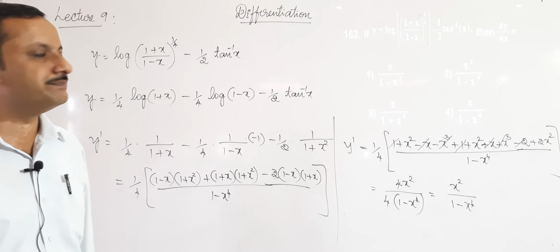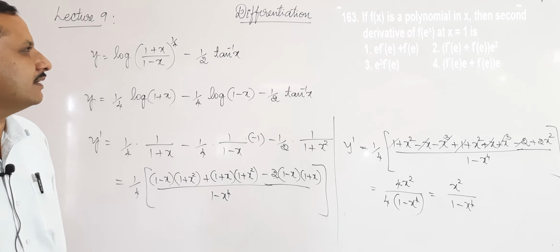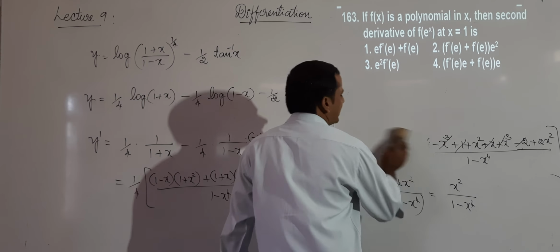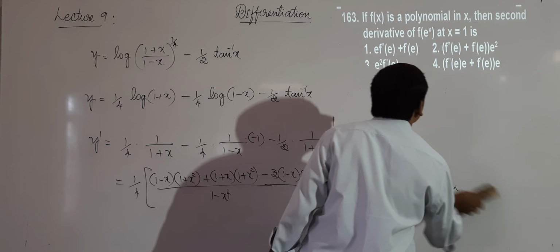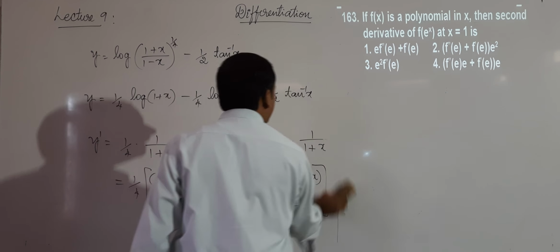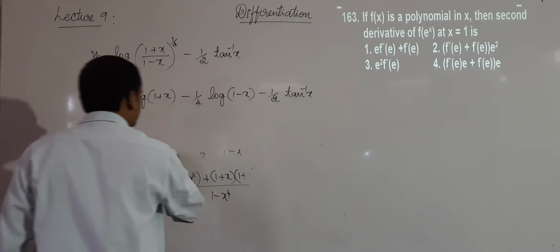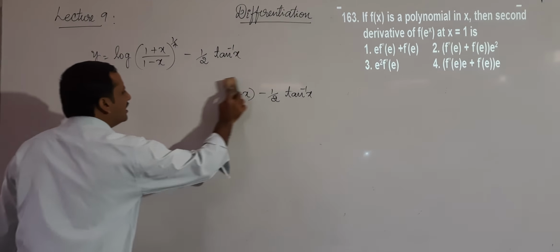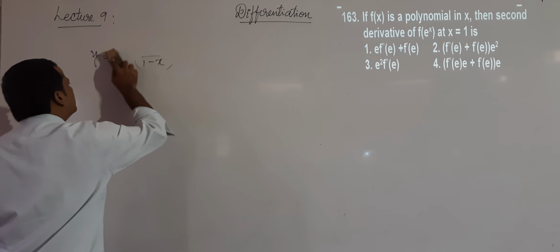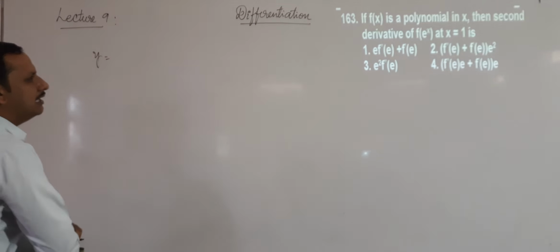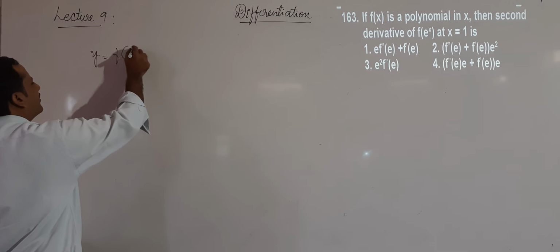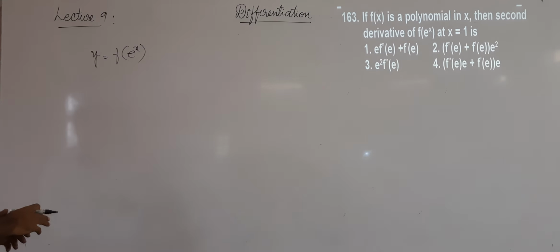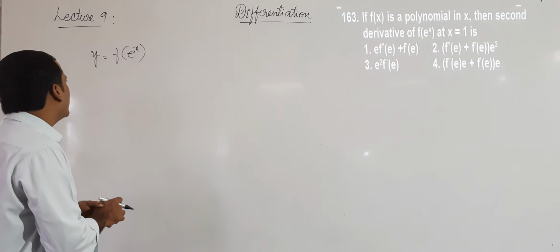Okay, then 163. If f of x is a polynomial in x, then what is the second derivative of f of e power x at x equal to 1? Second derivative of f of e power x at x equal to 1. I call that y. That y is equal to f of e power x. We have to find out its second derivative. That means y double dash we have to find out at x equal to 1.